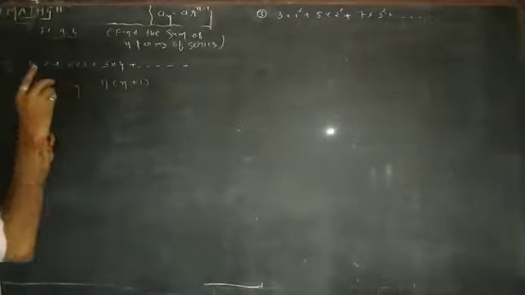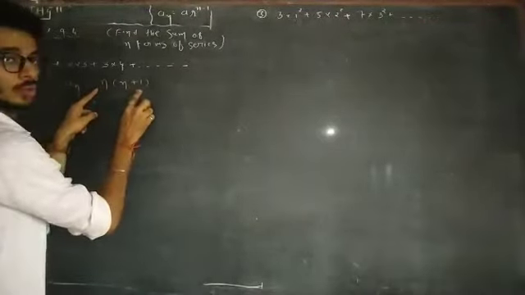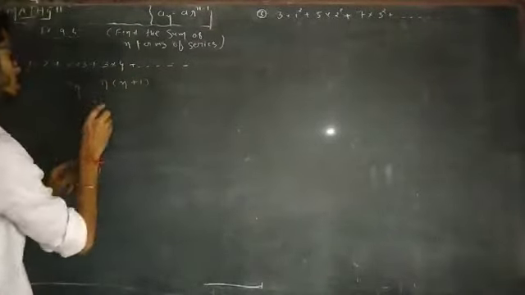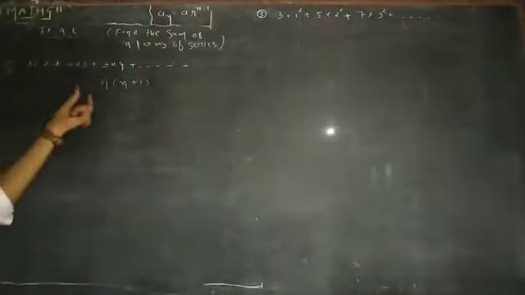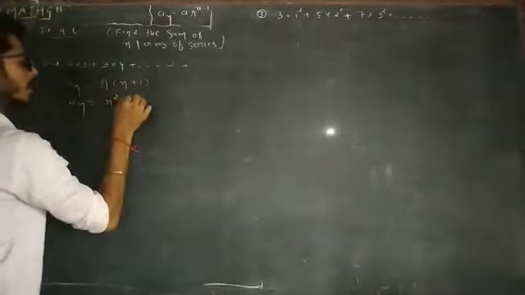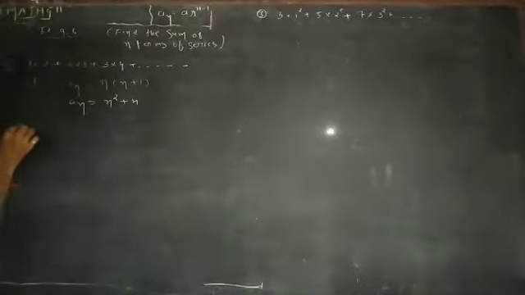If we put 2, it means the second term, 2 into 3. If we put 3, it means 3 into 4. So our nth term for this particular series is n into n plus 1. By practicing, we can easily find the nth term of this type of examples and sums. Simplifying this, it can be n square plus n. We have to find the Sn.